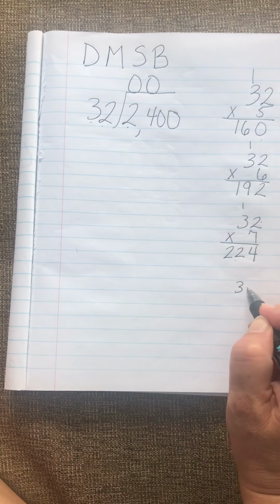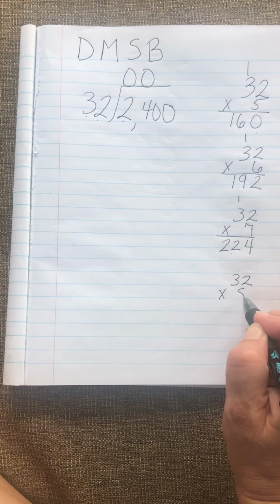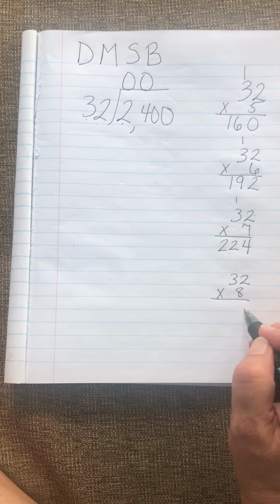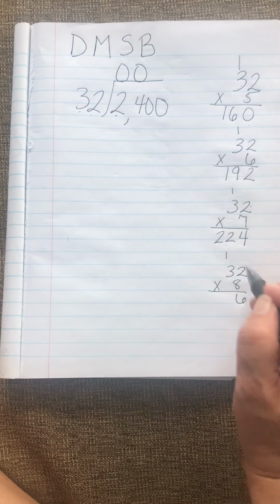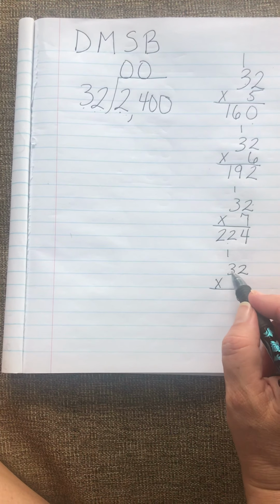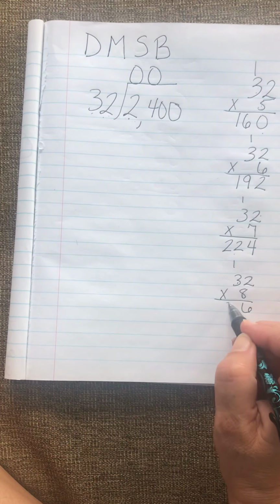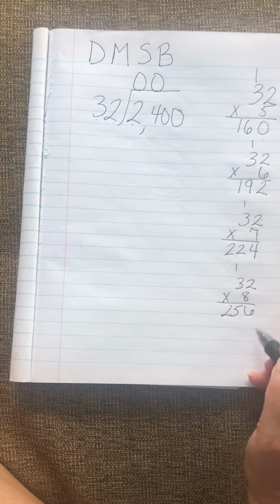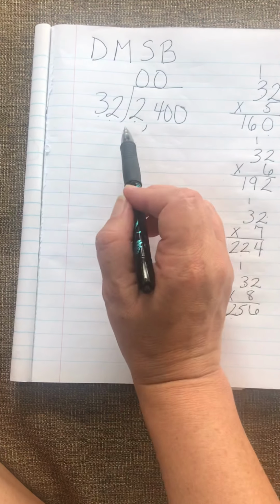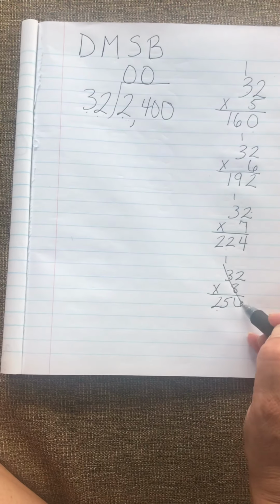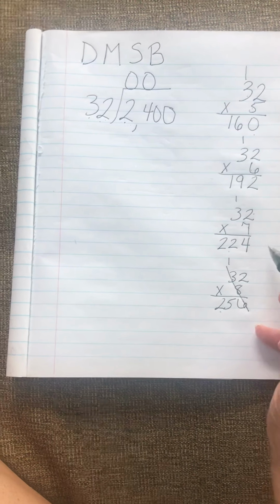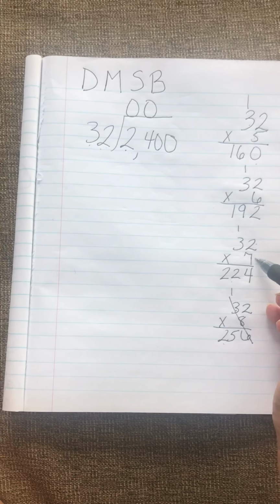So let's try 32 times 8. 8 times 2 is 16. Carry the 1. 8 times 3 is 24, plus 1 more is 25. Wow, that is bigger than 240. So we cannot divide by 8. So the closest we can divide is by 7.